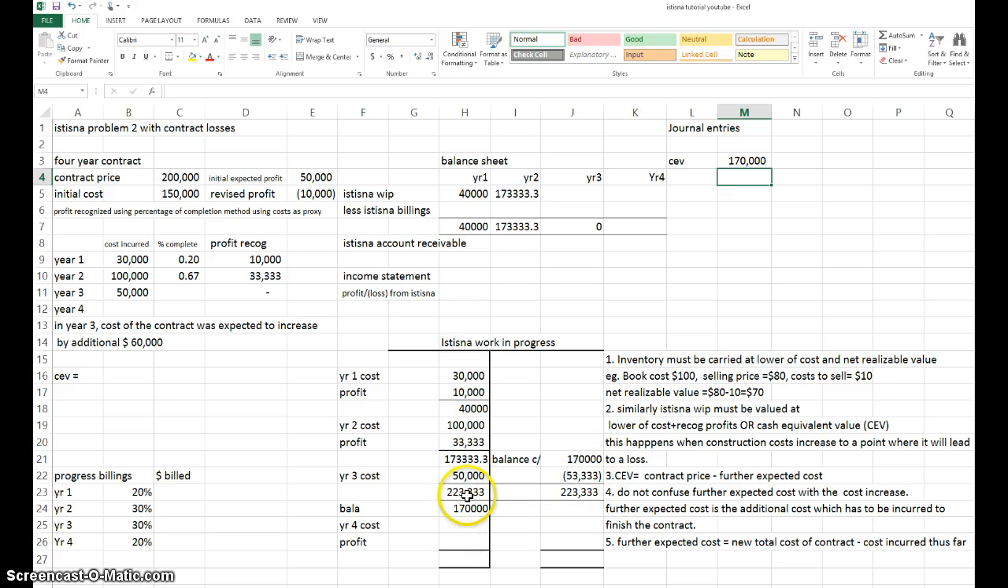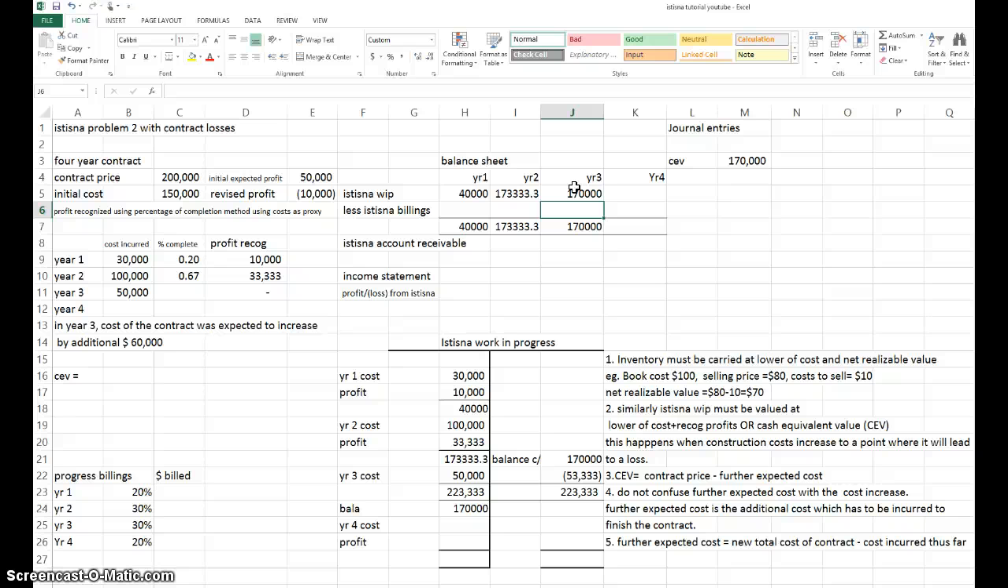This means that 223, which is all the costs we have incurred so far plus the profit we already recorded, we want to reduce to 170. So we have to take off 53,333 from the istisna work in progress. The journal entry for this is credit istisna work in progress and debit profit and loss account. Once we've done that, we'll have 170,000 at the end of year 3.